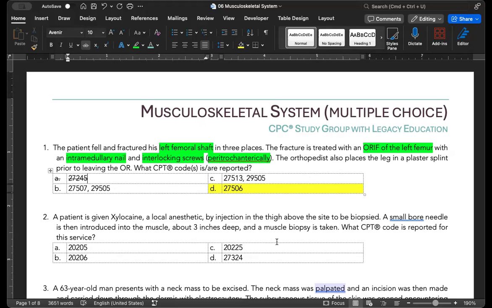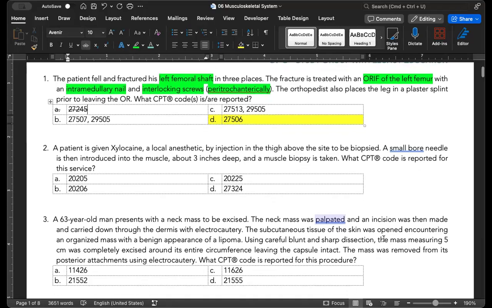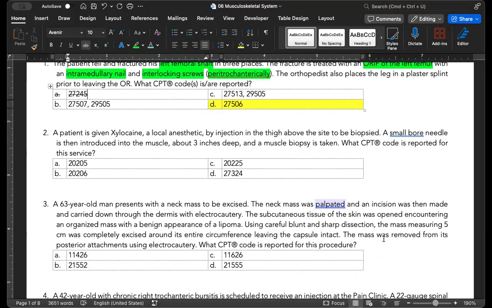Okay. Let's go to number 2. Patient is given a xylocaine, which is a local anesthetic, by injection in the thigh above the site to be biopsied. A small bore needle is then introduced into the muscle, goes about 3 inches deep, and that muscle biopsy is taken. So what CPT code should we report for that? So what is our procedure that we're performing to look at it from an alphabetic standpoint?